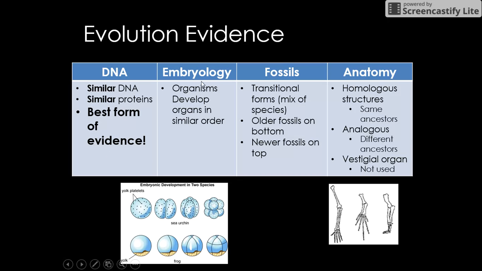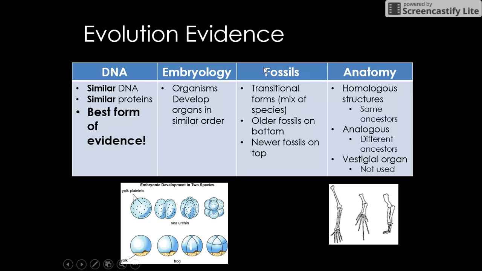The other one is embryology. If you remember from class, we looked at the development of the different embryos. Organisms develop organs in similar orders. You can't really see organs here yet, but you can see the same number of cells after each division. What this means is that all organisms develop the head first, maybe the spine. If they look similar in embryo form, they have a common ancestor.